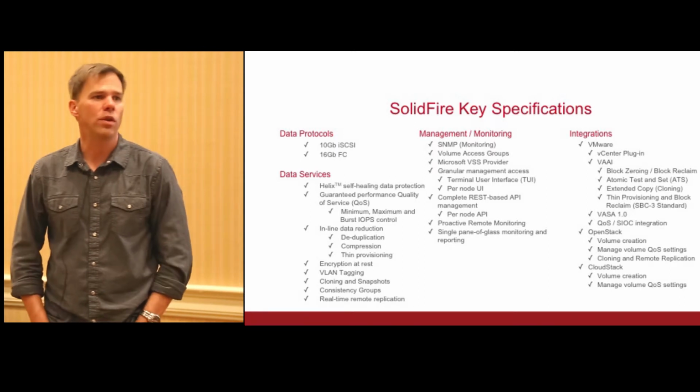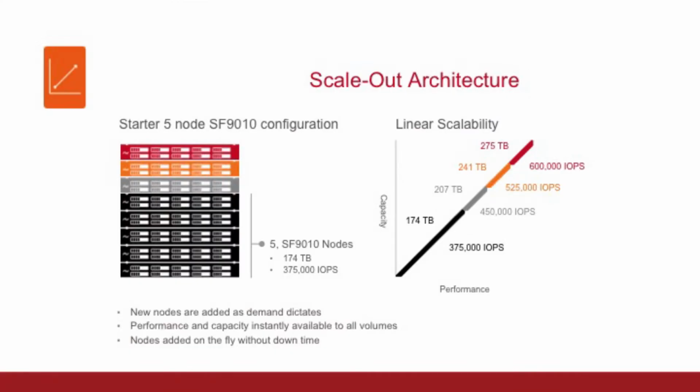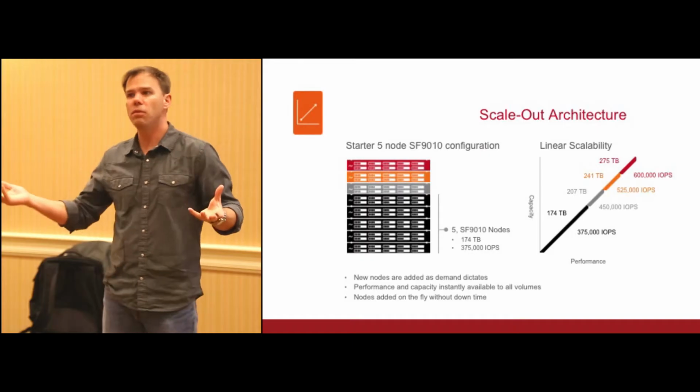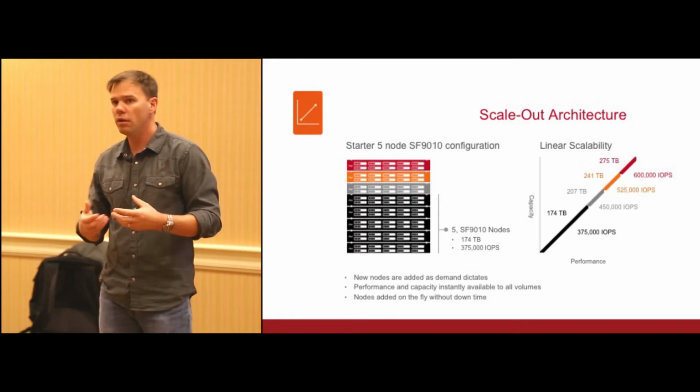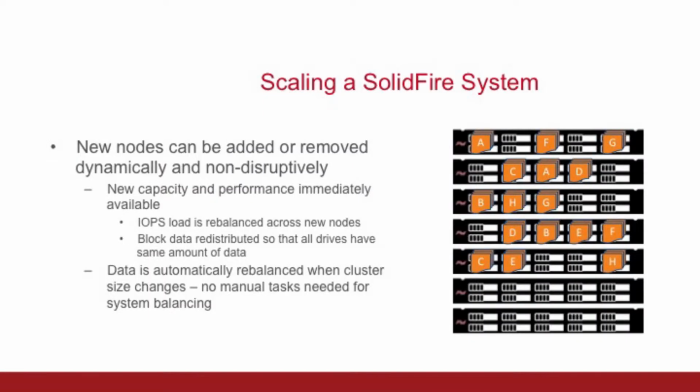And the idea is what we do is we distribute blocks across the entire cluster. Let's say you're a new customer and you start out and you bought 5 nodes in this 9010 config. So you start out, you get 174 terabytes and 375,000 IOPS. 6 months down the road, things are going good. I want to move some more stuff to this. I want it to be bigger. Add a node, that's it.